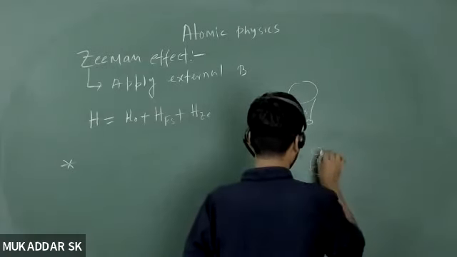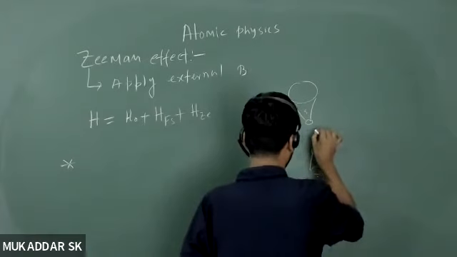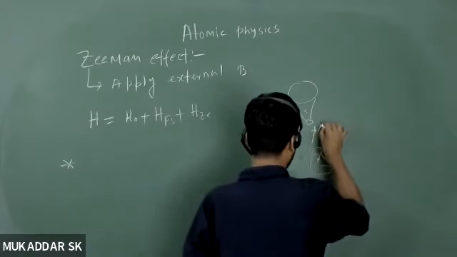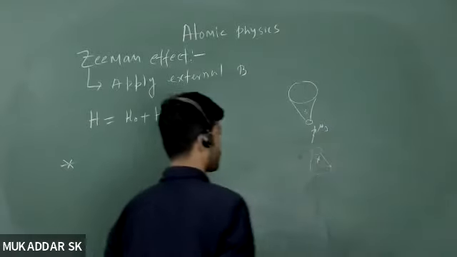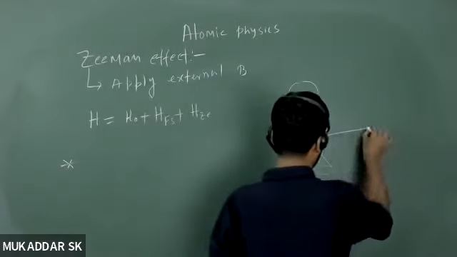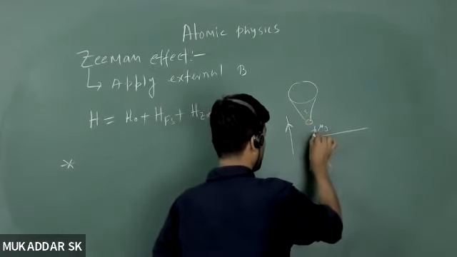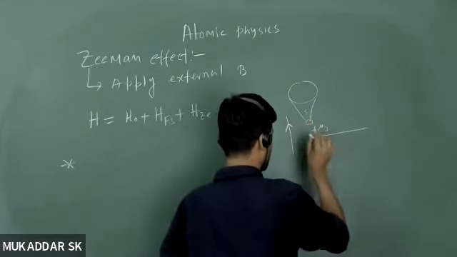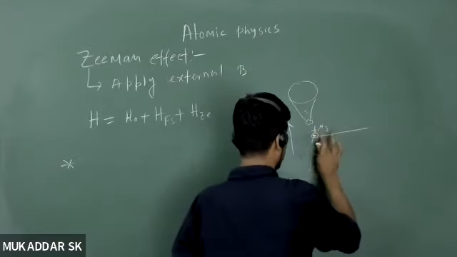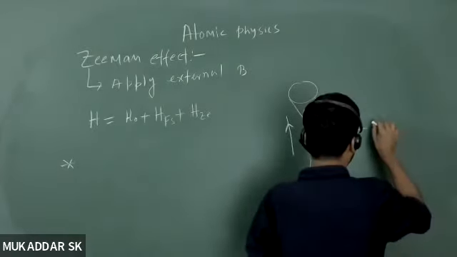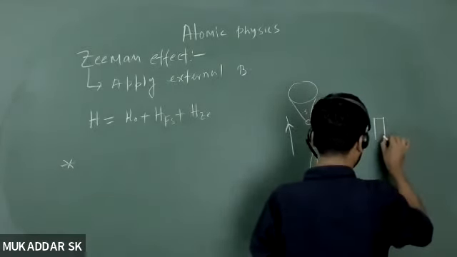This is your north pole. Here you have the sample. Of course, it will have some total magnetic moment mu z. You have a detector on this side where you are applying the magnetic field. Where is the sample? Here you have the sample, and this is the applied magnetic field, and on this side you have a detector.